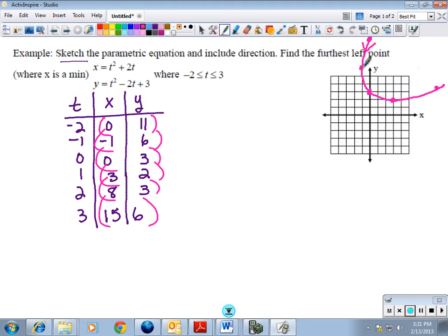You need to always indicate direction on a parametric. And that's with the time. Wherever you started, your starting value of t is where you begin, and then you move through it.